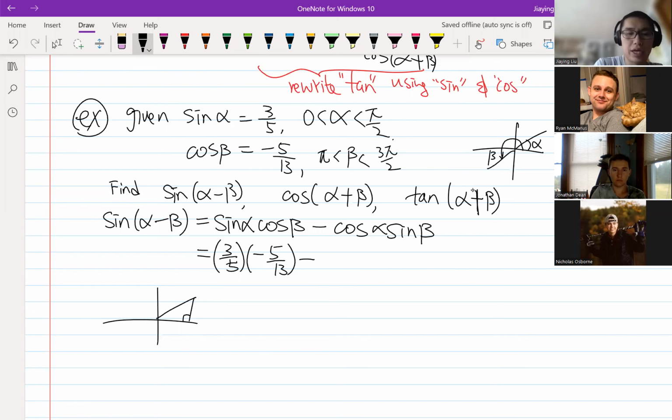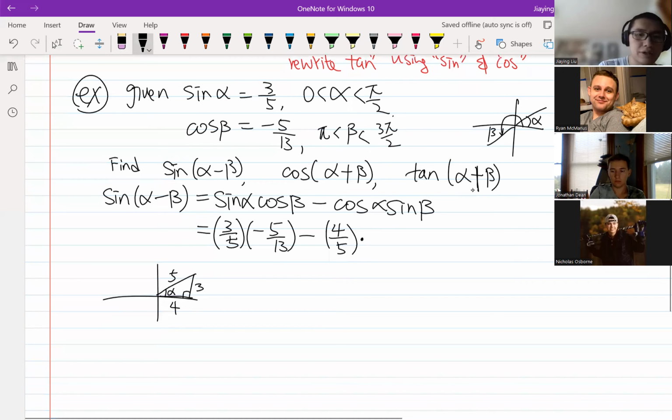We're going to use a right triangle to find cosine alpha. We know that sine alpha is equal to 3/5, so assuming the hypotenuse is 5, the opposite side equals 3. From there, we can calculate the adjacent side to alpha, which is 4. So cosine alpha is 4/5, and that's correct because the angle is in the first quadrant. Cosine alpha is positive.